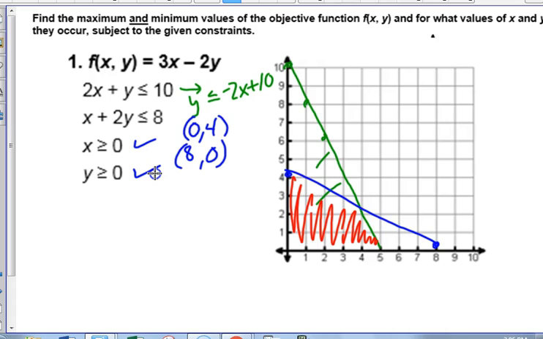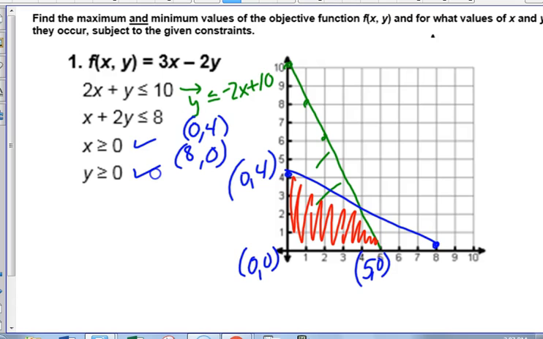Who can give me some of the corner points without any effort? 0, 0. 0, 4, 8, 0. 4, 2. Is 8, 0 a corner point? No, it's not. Who understands why though? Because it's not shaded. It would work in the blue equation, but not in the other. Right, perfect. Nice explanation. Okay.